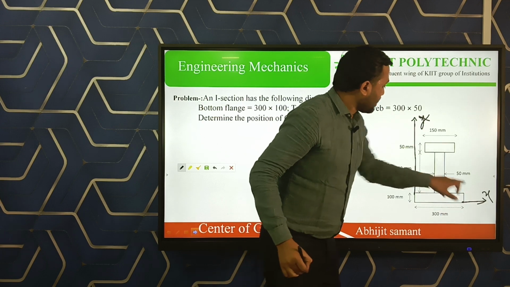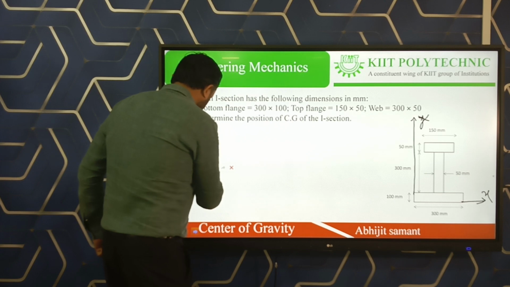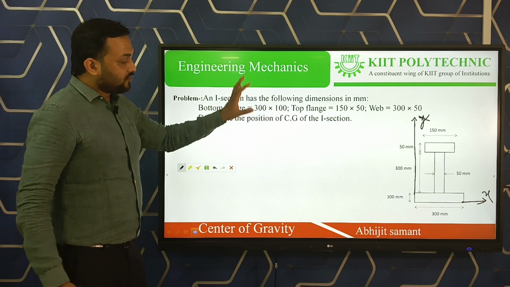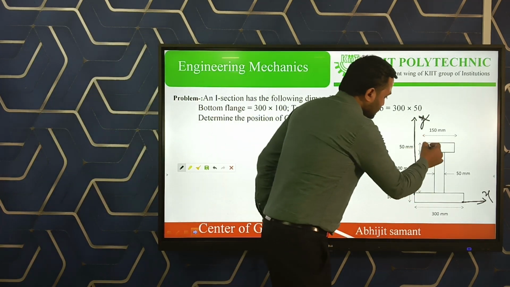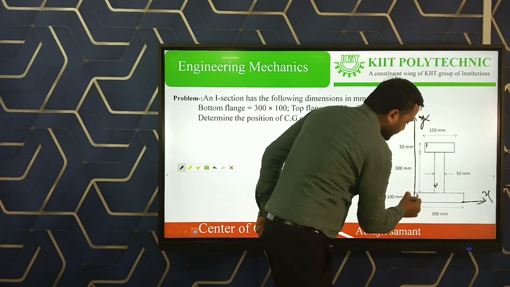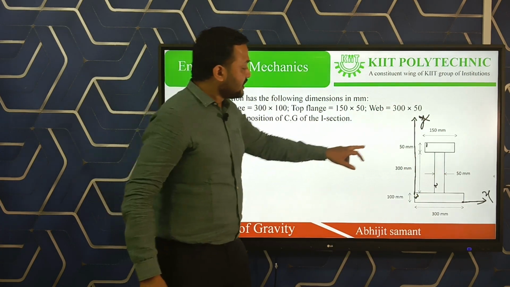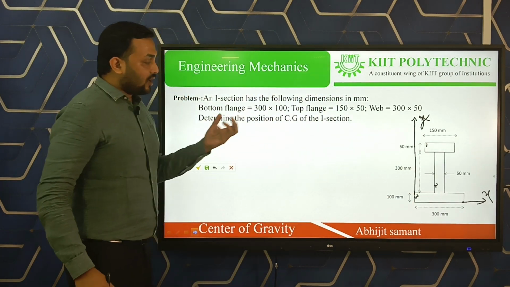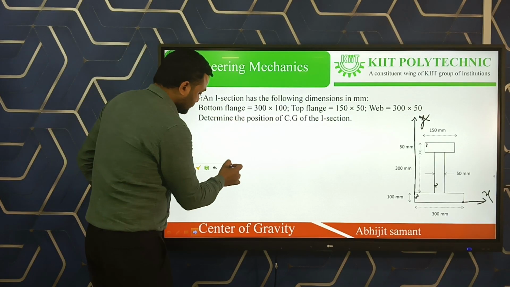This is your x axis, or this is your y axis. So we have to find out the center of gravity for this I section, and first of all we have to define the section. This is your rectangle number 1, this is your rectangle number 2, and this is your rectangle number 3. So we have to divide this composite figure into 3 simple figures: the first rectangle, second rectangle and third rectangle. Let us discuss how to find out the center of gravity for this I section.